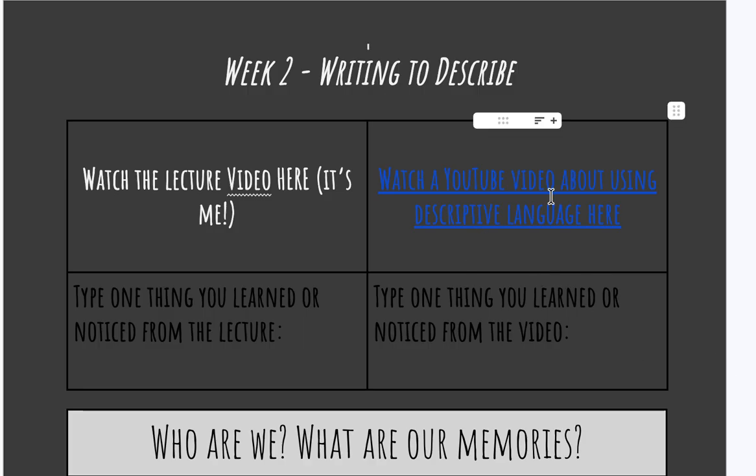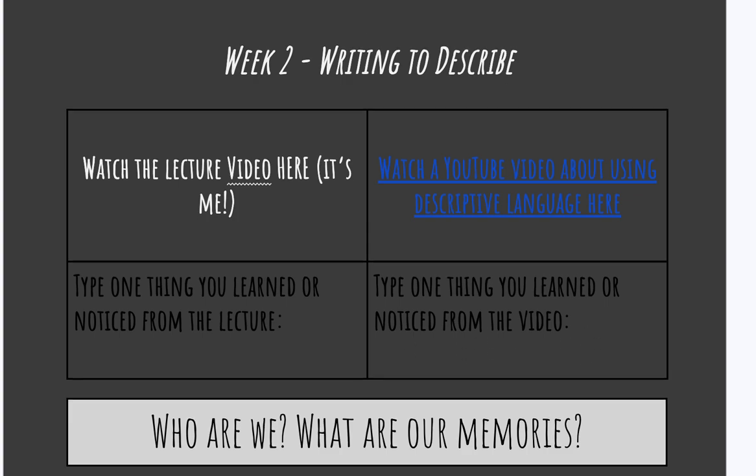And so you're going to watch this video and type one thing that you learned or noticed. It can be in your own words. It should be in a complete sentence. You know, this is a college class. Show me you're trying. But it can be just really brief, one thing you learned or noticed.